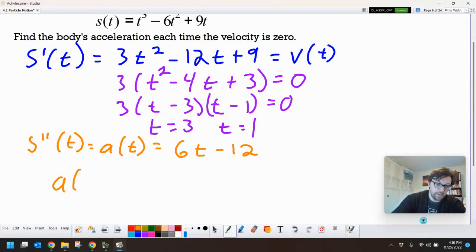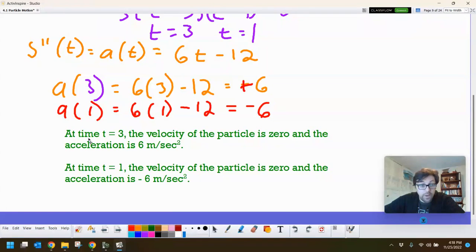So a of 3. So at time t equals 3, the velocity of the particle is 0, and the acceleration is 6 meters per second squared. And at time 1, the velocity of the particle is 0, and the acceleration is negative 6 meters per second squared. Those are the two answers written out in a nice sentence format, so that it's very clear about what our answer is.